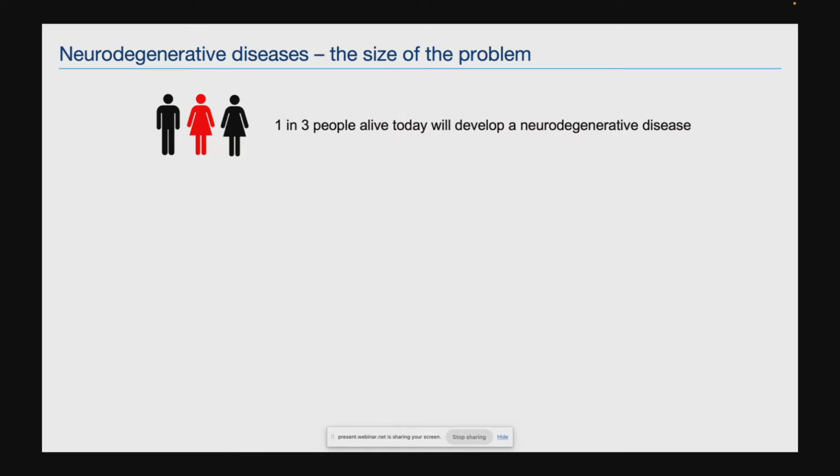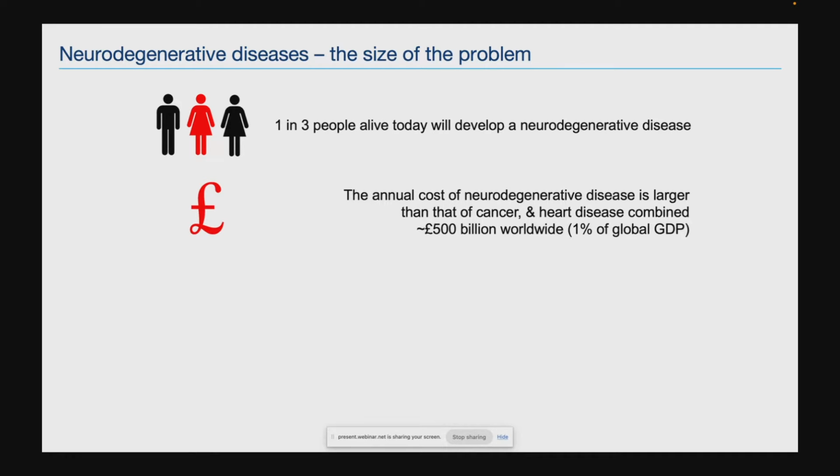So neurodegenerative diseases, why am I interested in these? What's the size of the problem? Well, 1 in 3 people alive today will develop a neurodegenerative disease. And the annual cost of these is larger than that of cancer and heart disease combined. So it's around £500 billion worldwide per year. That's about 1% of global GDP.